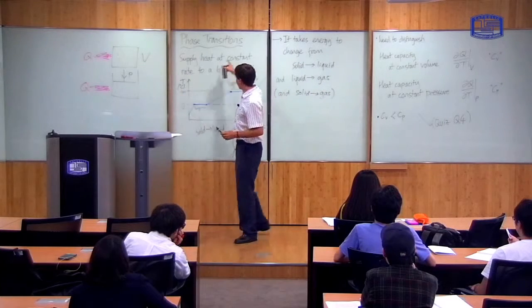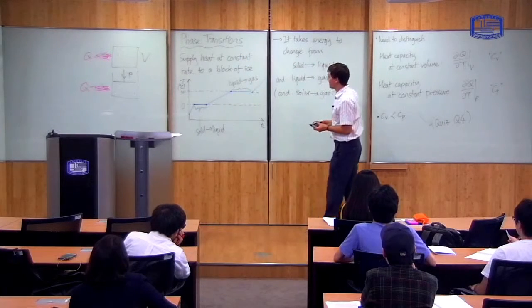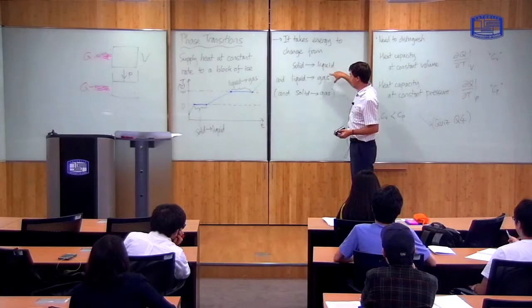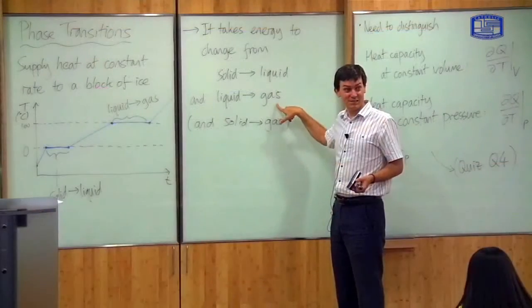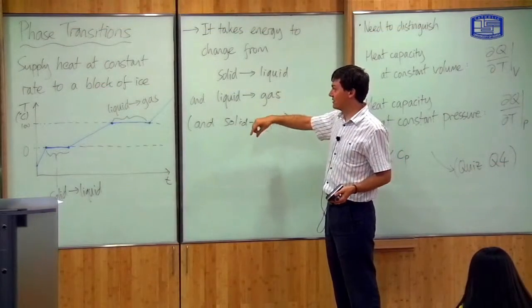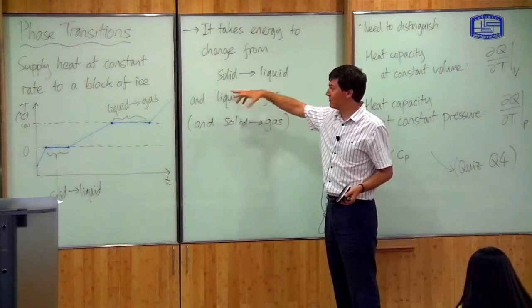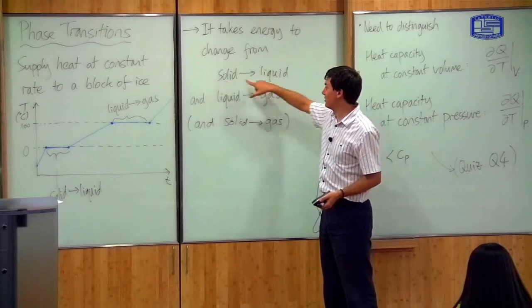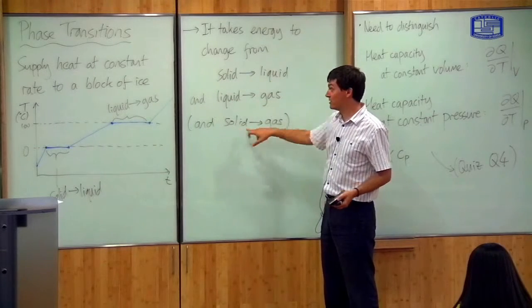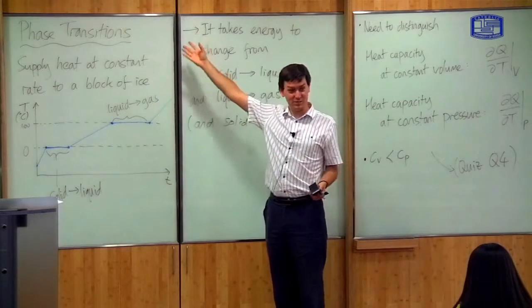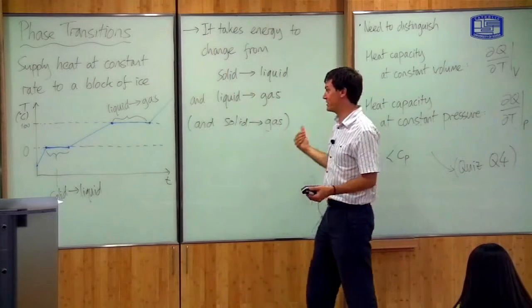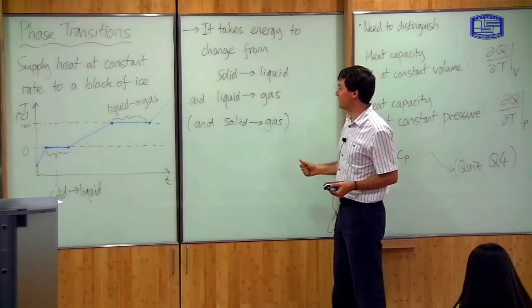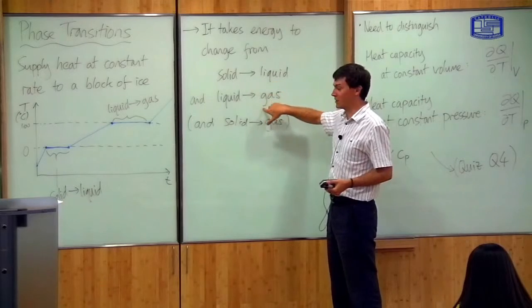So I called the title of this section phase transitions. That's because these things, solid, liquid, gas, are known as phases. We say the phase of the water is solid, the phase of the water is liquid or gas, and the change, solid to liquid, liquid to gas, or solid to gas, are called phase transitions. So a phase transition is the change in state of a substance from solid to liquid or gas.